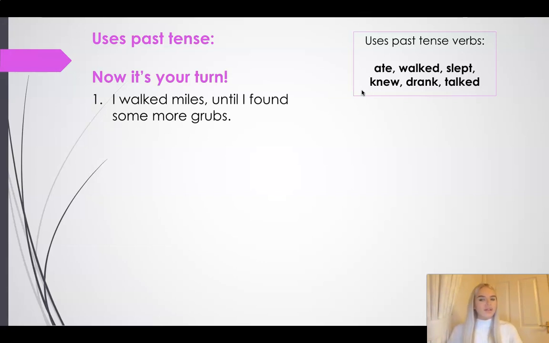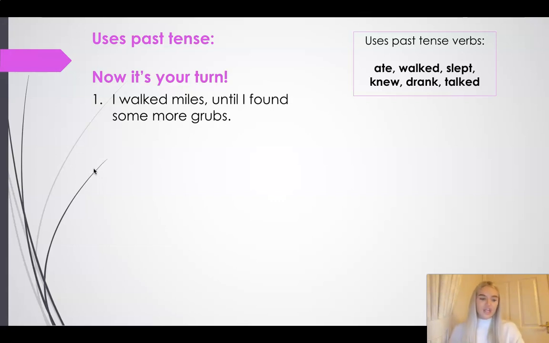So I could use all of these verbs to write a sentence, and that's exactly what I did. I chose to write the sentence, I walked miles until I found some more grubs. And look, I've also used my time conjunction until here as well. And I've written in first person. So again, I'm using three of our features in one sentence. I walked miles: there, my past tense verb, walked. Until I found, another past tense verb, found some more grubs. Can you pause the video and have a go at writing your own sentence using past tense verbs?